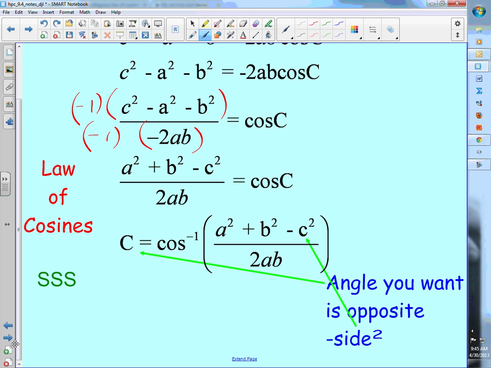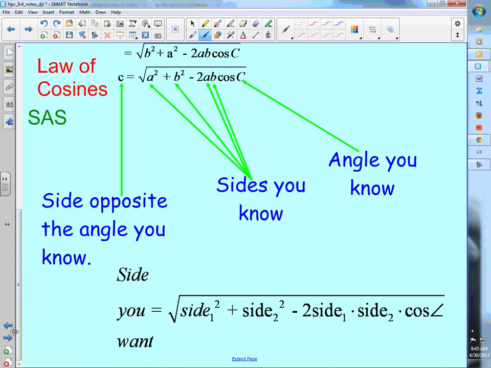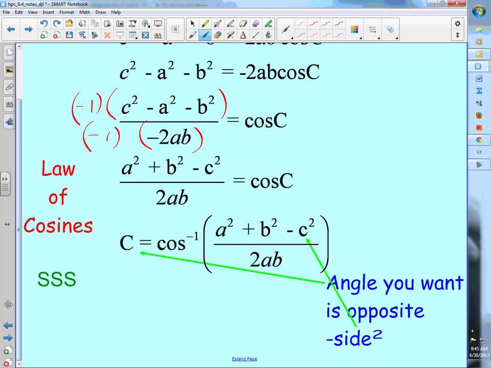We have two versions of law of cosines. One for side, side, side, and one for side, angle, side. Side, angle, side for this one. Side, side, side for this one. But you only use law of cosines under these circumstances. Anyone need more time to copy? Okay?